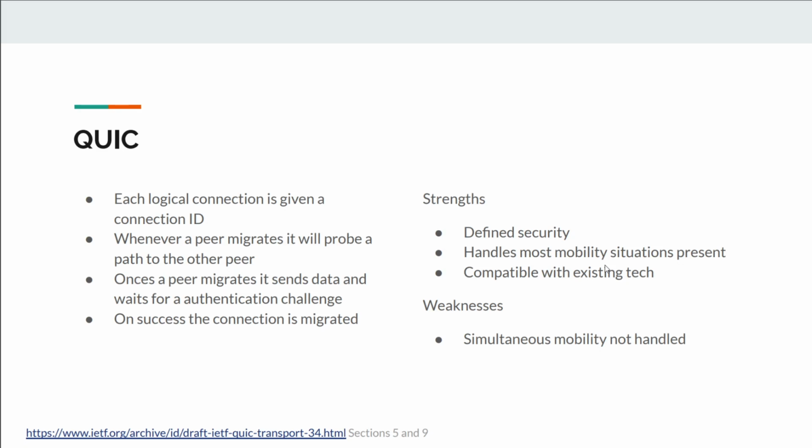Once a peer has migrated and probed and said, yes, I can get there, it will start sending data and wait for an authentication challenge. The other peer will then send the authentication challenge and then start communicating back and forth on that logical connection. Really nice is that the QUIC protocol has defined its security really well. It handles most mobility situations, but you still need a third party to allow for simultaneous mobility. If both peers move at the same time, they don't know exactly how to get back to each other.